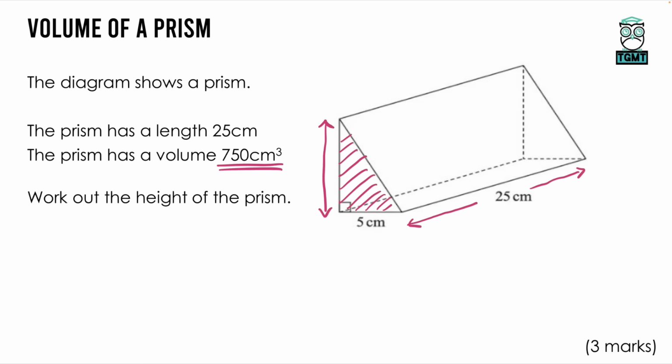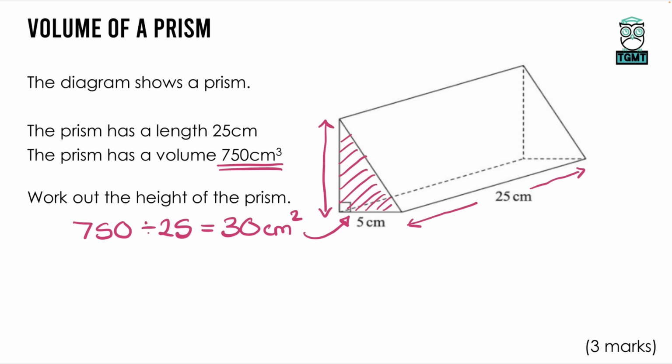So in order to get the volume, we would have multiplied the cross section by 25. So if we do 750 divided by 25, that will tell us the area of the cross section, and then we can think about what the height would be. Now 25 goes into 75 3 times, so it goes into 750 30 times. So the area of that cross section would be 30 centimetres squared.